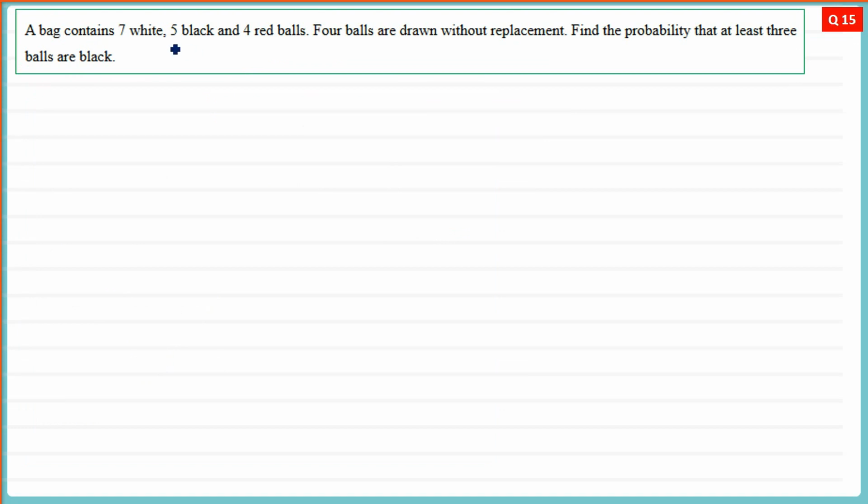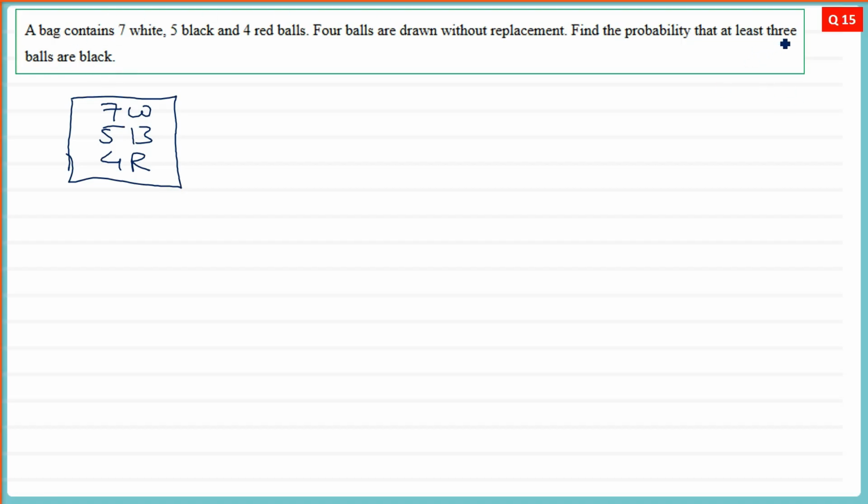It's complement. A bag contains 7 white, 5 black and 4 red balls. So let me make a bag just to represent it diagrammatically. 7 whites, 5 black and 4 red balls. 4 balls are drawn without replacement. Find the probability that at least 3 balls are black.